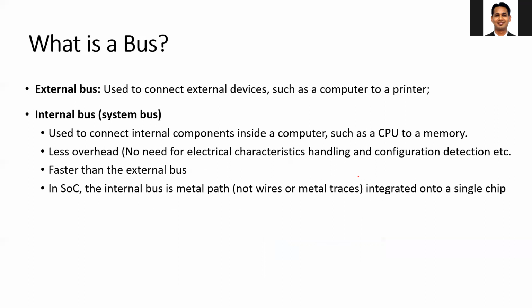As we know, the internal bus has less overlay, less capacitance, and lower voltage, so it is much faster and has lower power consumption. Inside the system on chip, you can't have cables or metal traces. So your bus is nothing but the metal path integrated on a system chip.